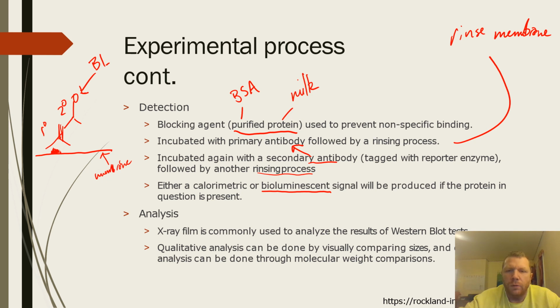Now, X-ray film is commonly used to analyze the results of a Western blot, but you do not have to do that, because if you're using a bioluminescent signal, you're not using radioactivity, so you don't have to use X-ray film. Instead, you would use an instrument known as a ChemiDoc, which is a gel imaging system, or instrument.